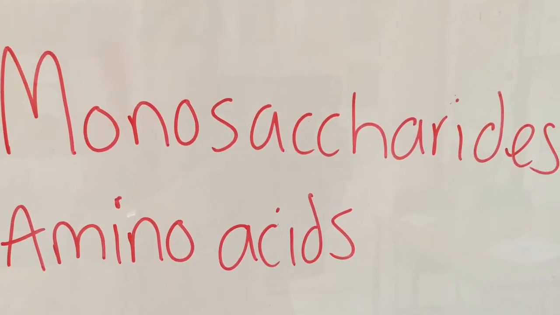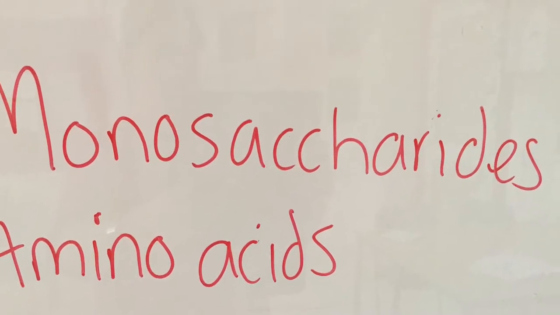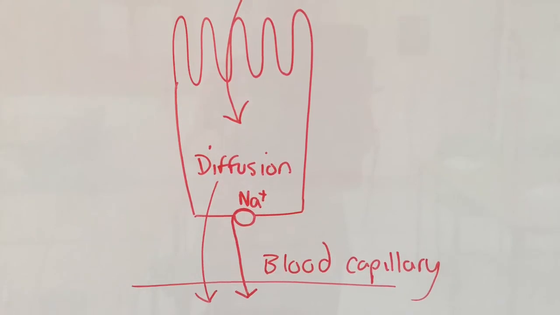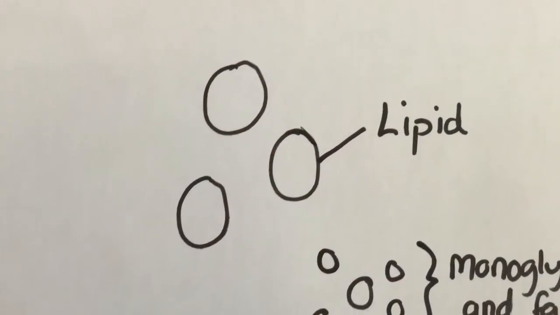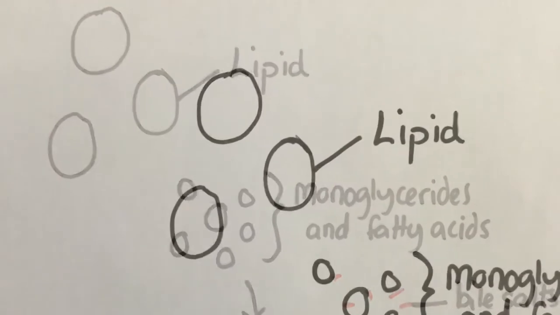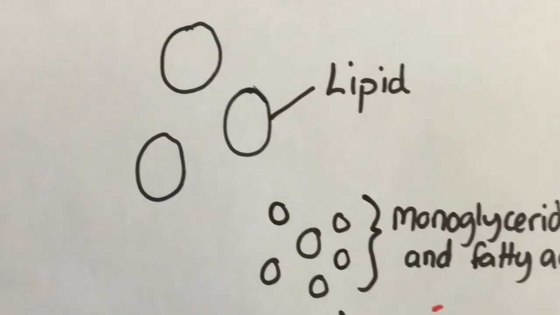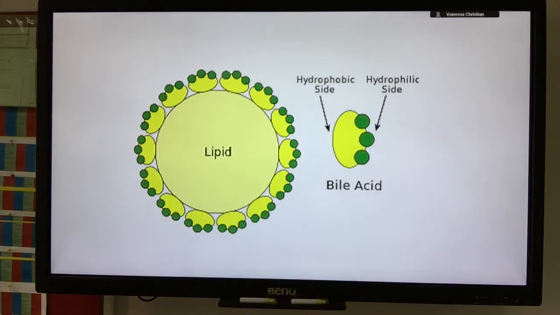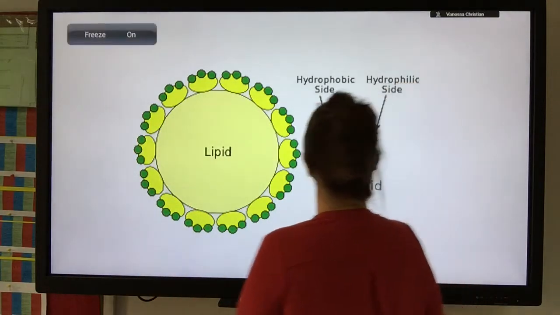In our previous lessons, we looked at the absorption of glucose and amino acids by the ileum, and we talked about how they're absorbed by diffusion and co-transport. Now we're looking at the absorption of the products of digestion of triglycerides, namely monoglycerides and fatty acids. We need to remember that lipids have been broken up into smaller droplets by the process of emulsification in order to increase the surface area for the action of enzymes, namely lipase.